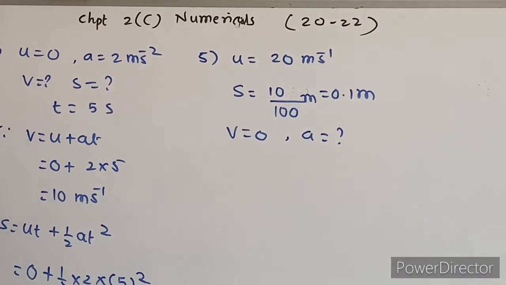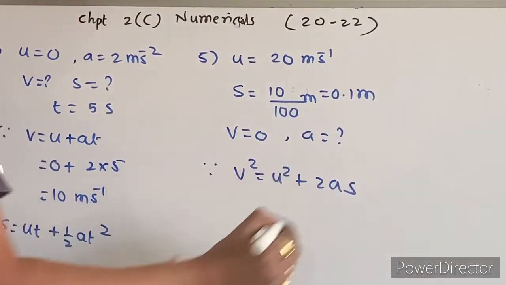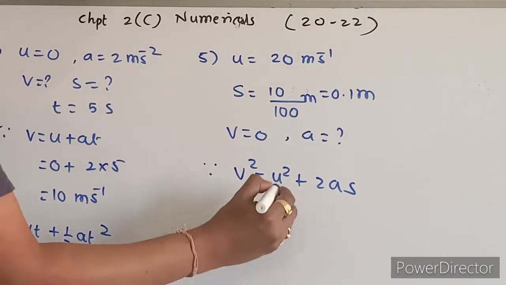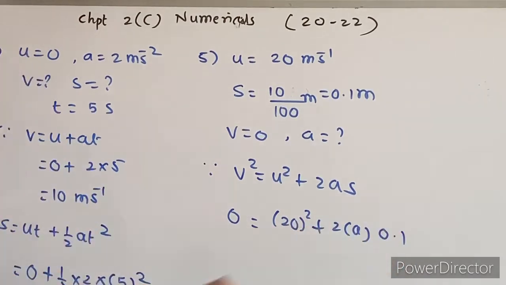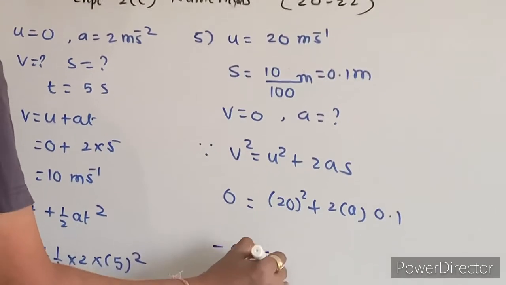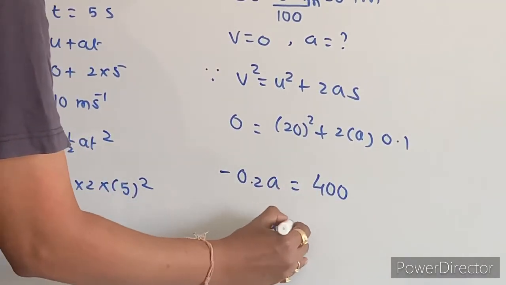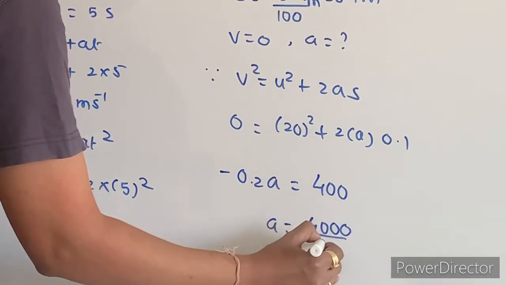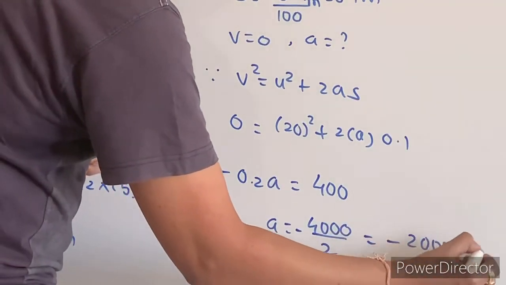Now here time is not given, but S, V and U are given. So I can use the third equation, V square is equal to U square plus 2AS. V is 0, U is 20, the whole square, plus 2 into A into S, which is 0.1. If I solve this, it is minus 0.2 A equal to 400, which is A equal to 4000 divided by 2 with the minus sign, that comes out to be minus 2000 meter per second square.